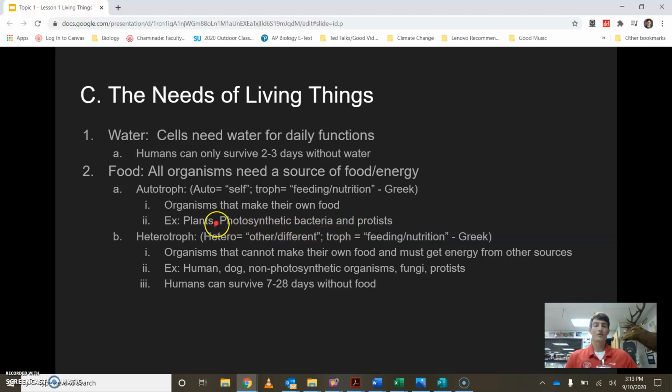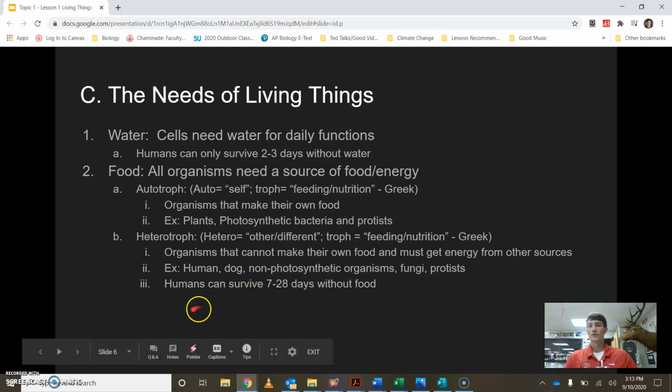Alternatively, if you can't make your own food, you have to get it from something else. So heterotrophs, all right, are other feeders, and they cannot make their own food. They get their energy from other sources. So this could be humans, dogs, or non-photosynthetic organisms like fungi or protists. And in a human's case, they can survive for only about 7 to 28 days without food.